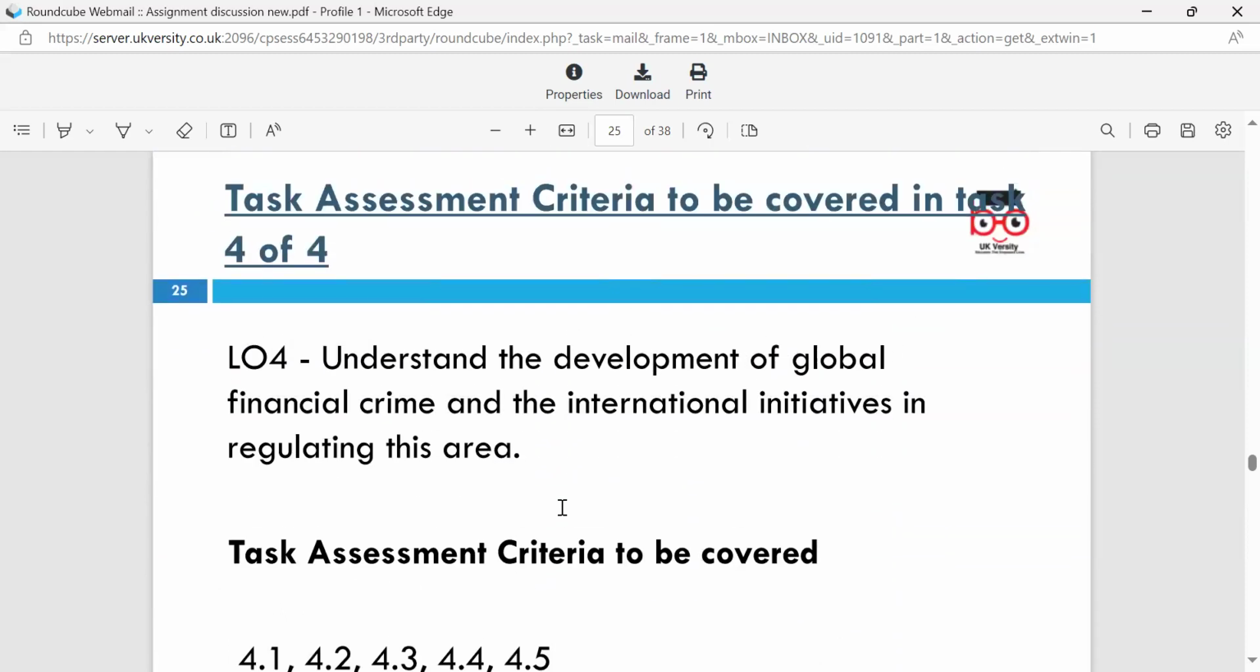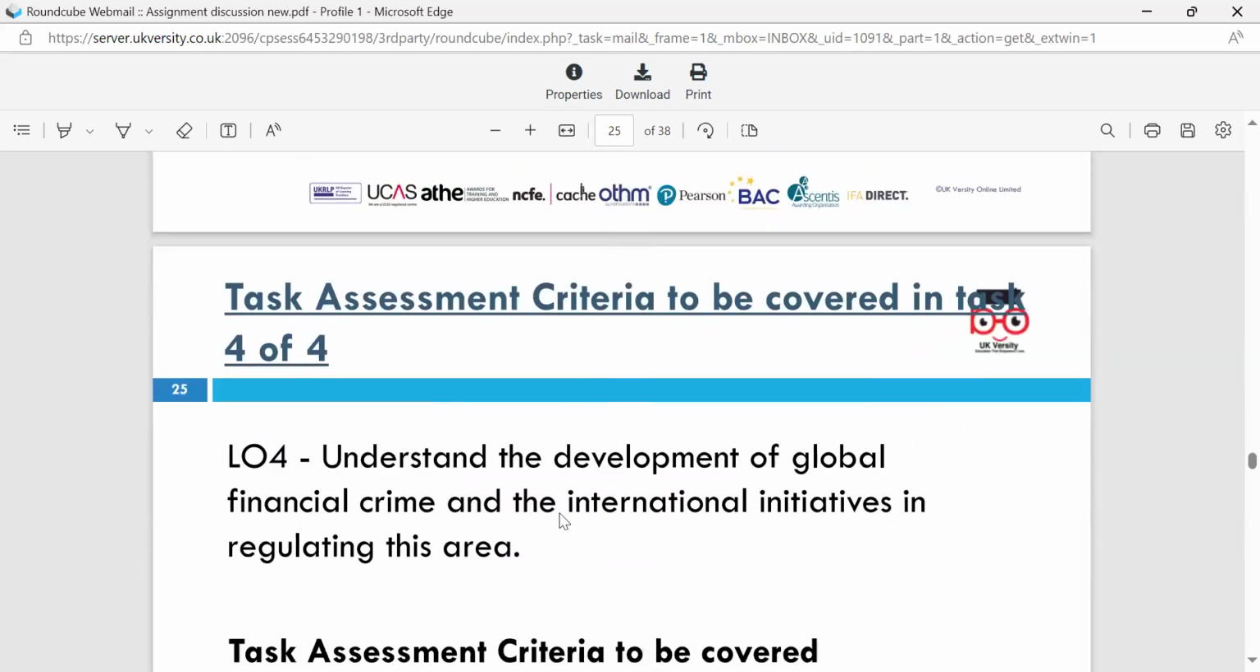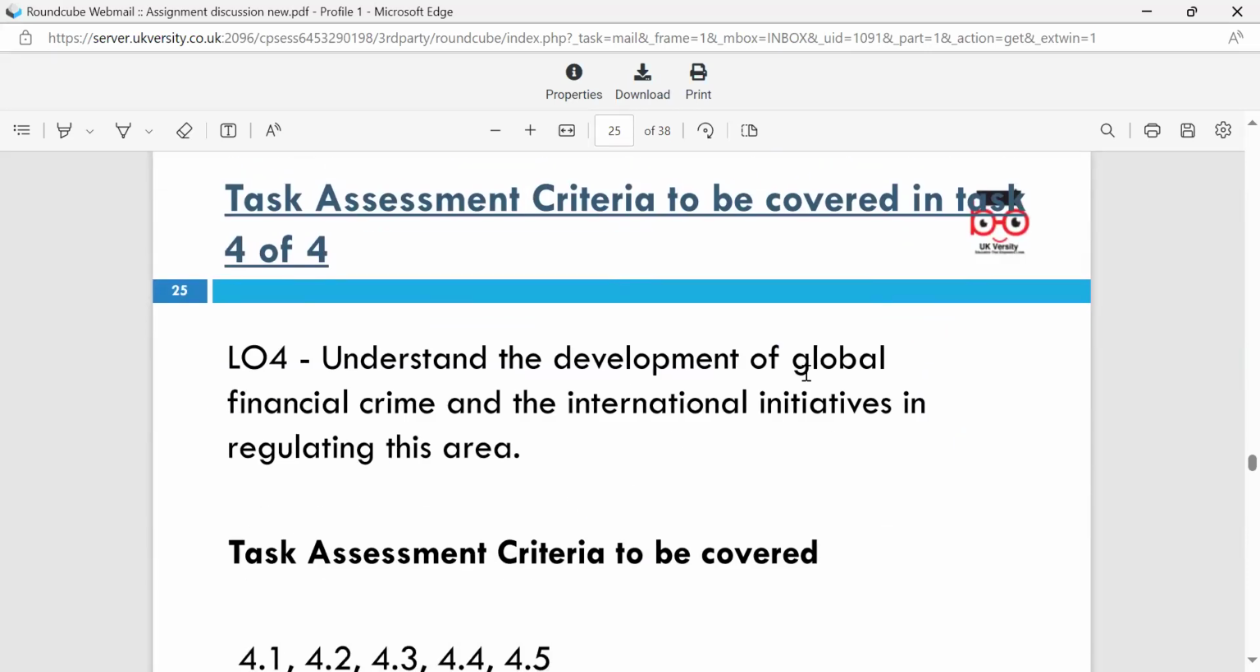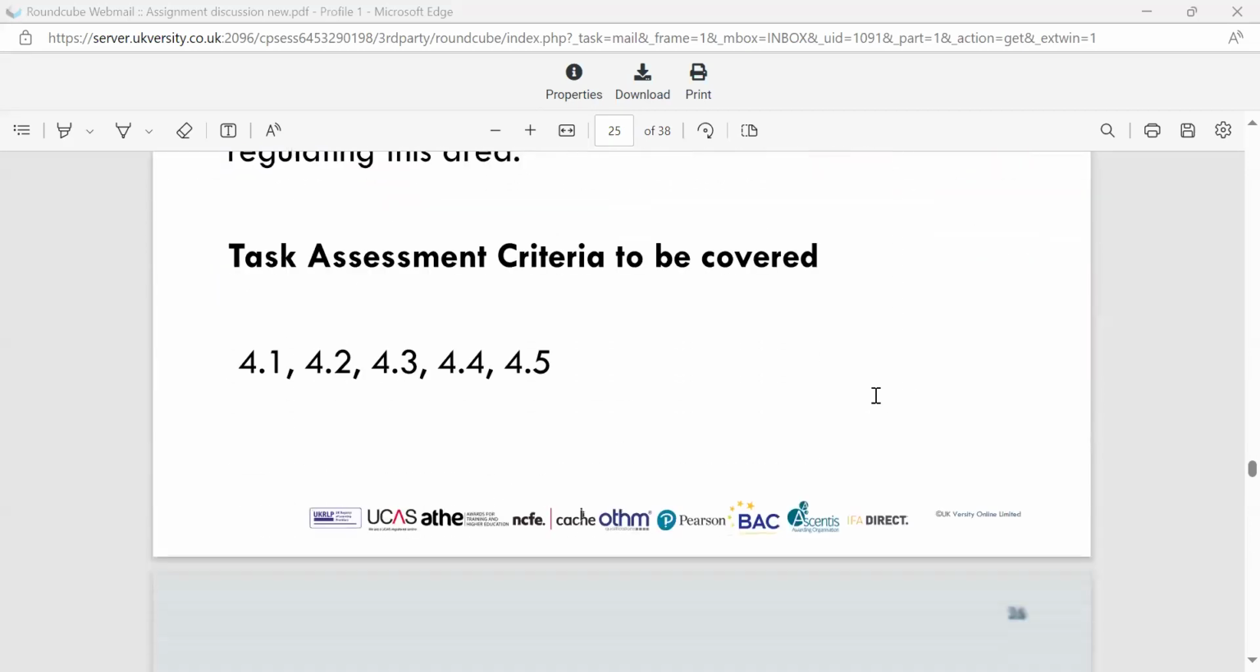Task 4, assessment criteria. So now we're moving on to task 4, assessment criteria to be covered for task 4. Learning outcome 4 is to understand the development of global financial crime and the international initiatives in regulating this area. So that's learning outcome 4 that we'll be looking at in regards to doing this part of the assignment. The task criteria to be covered would be 4.1, 4.2, 4.3, 4.4, and 4.5. So make sure task 4 is in regards to learning outcome 4.